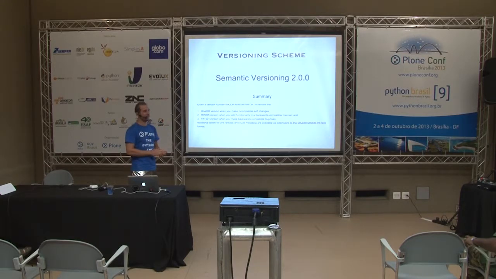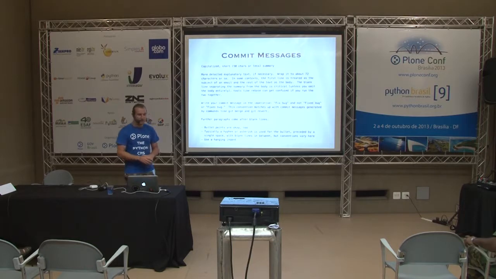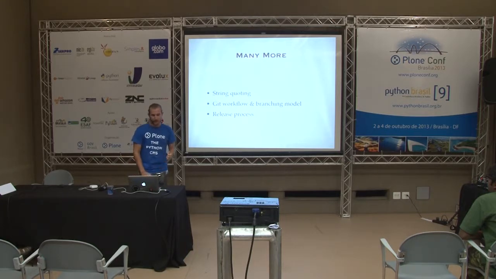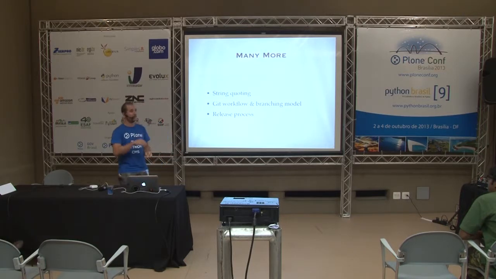And this is the suggested versioning scheme, semantic versioning 2.0.0. You can look it up later. Commit messages, again, we just link to Tim Pope's recommendation of how a good commit message should look, starting with a title of up to 72 characters, and then the full body. There's also things about string quoting, about how to use Git effectively, how to branch, and how to release, how to have a good release process.